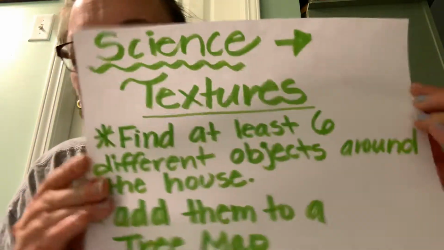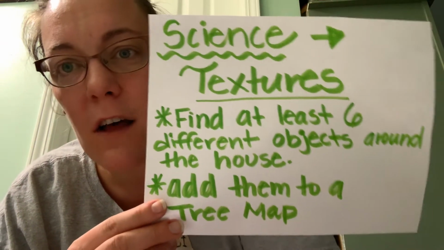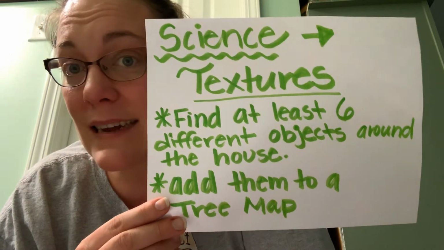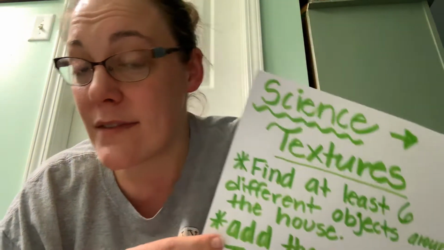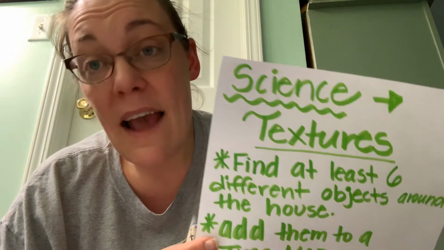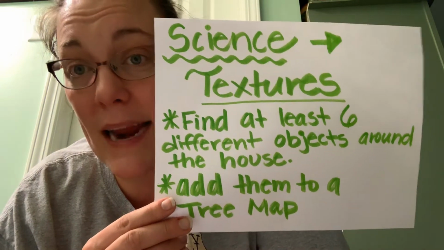For science, we have something so exciting. I can barely stand it. We're going to be talking about textures, which is so fun. In the beginning of the year, we talked about our 5 senses. This is kind of along that line. I want you to find at least 6 different objects around the house. Now, I say 6 because I'd like to see at least 5 different categories. I think I found about 15 different items, but at least 6 would be great.